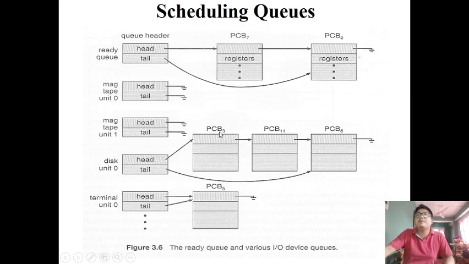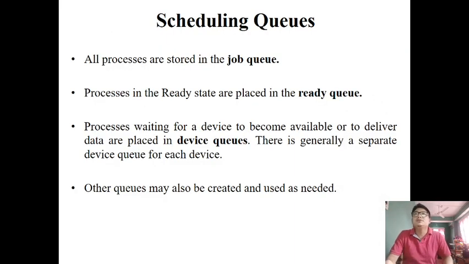Now it may happen that process 3 will get the first chance to access the disk, after that process number 14, and after that process number 6. So this is how the scheduling queues are maintained, like the ready queue, job queue, and device queue. For a device queue, a separate list is maintained for that separate device. Altogether, the linked list is used for implementing the queue. So this is how the operating system maintains the information about the processes.